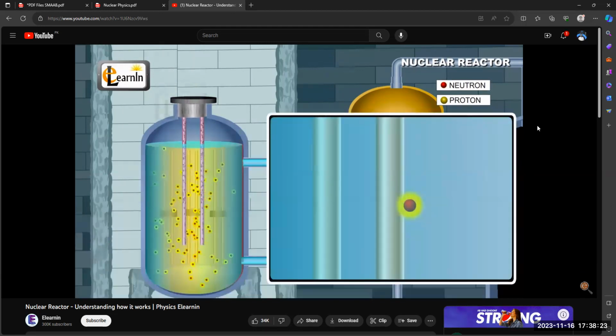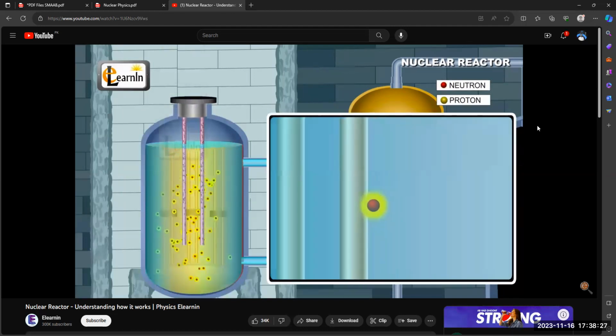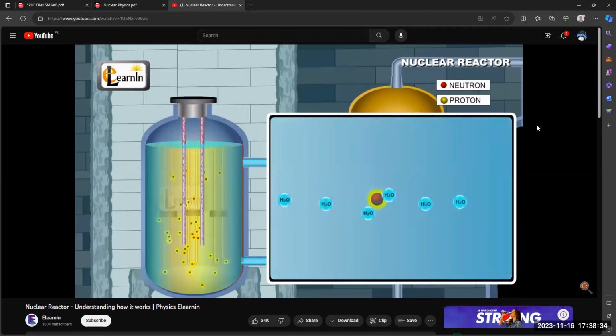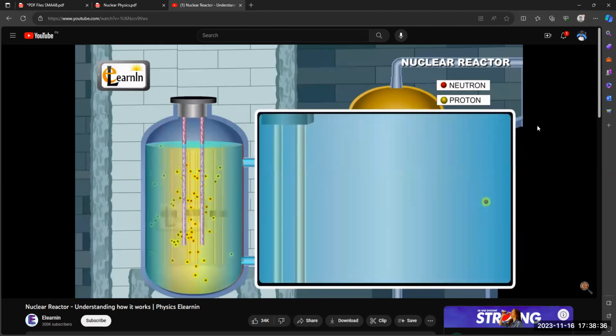And let's suppose we use simple water, like normal water H2O, so that will also help you to do the same thing. It will also help to resist the path of the neutron, to slow down the neutron. So your process will automatically slow down.